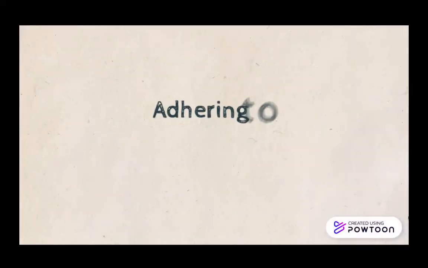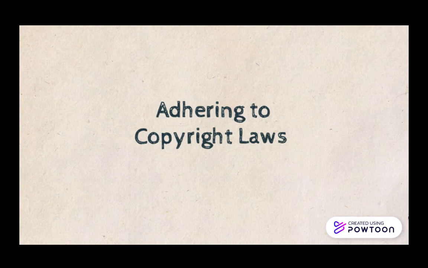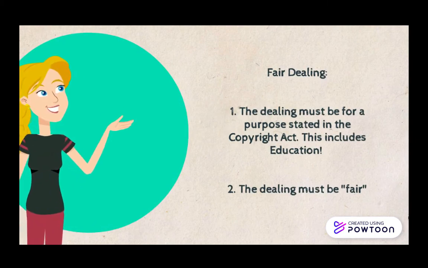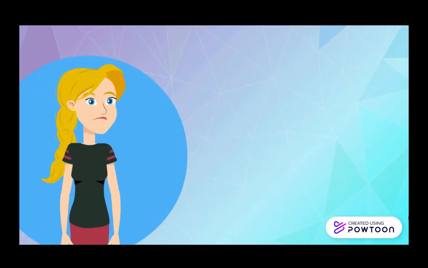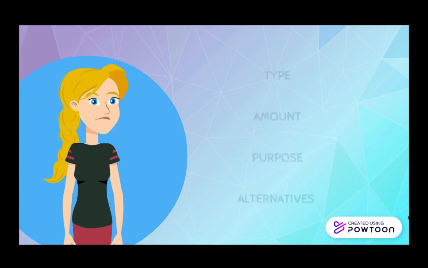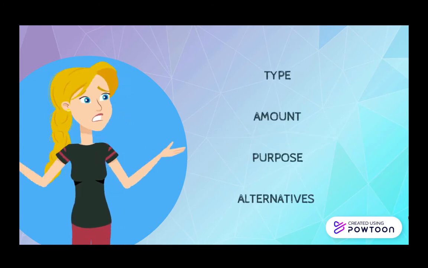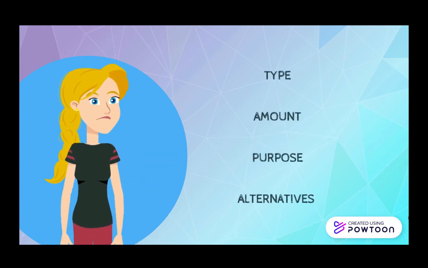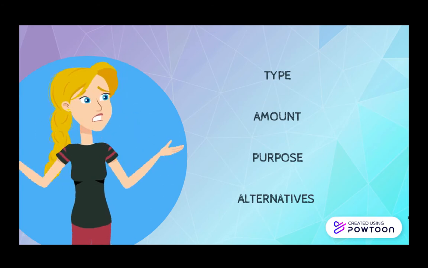First, you'll need to make sure that any resource you distribute adheres to copyright laws and legislations. The Copyright Act makes many allowances for education resources to be distributed, but this isn't always a clear process. You'll need to consider the type of material you want to distribute, how much of it you want to distribute, why you're distributing it, and if there are any alternatives to sharing this information.